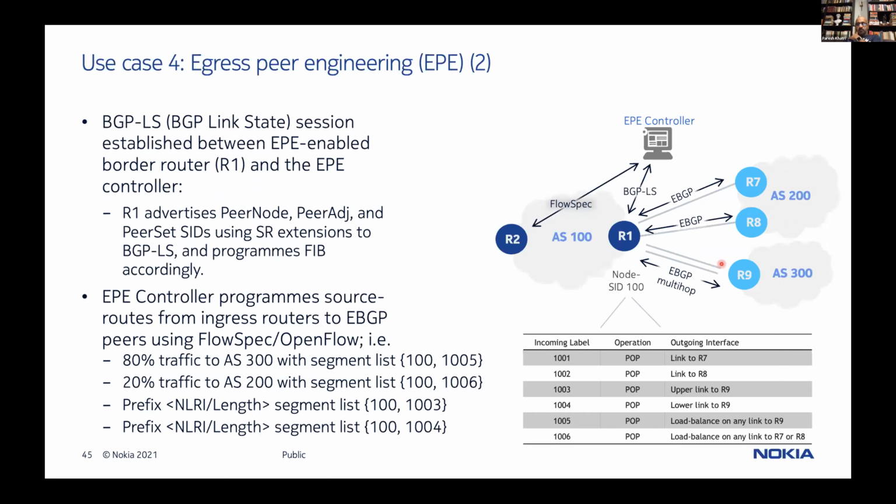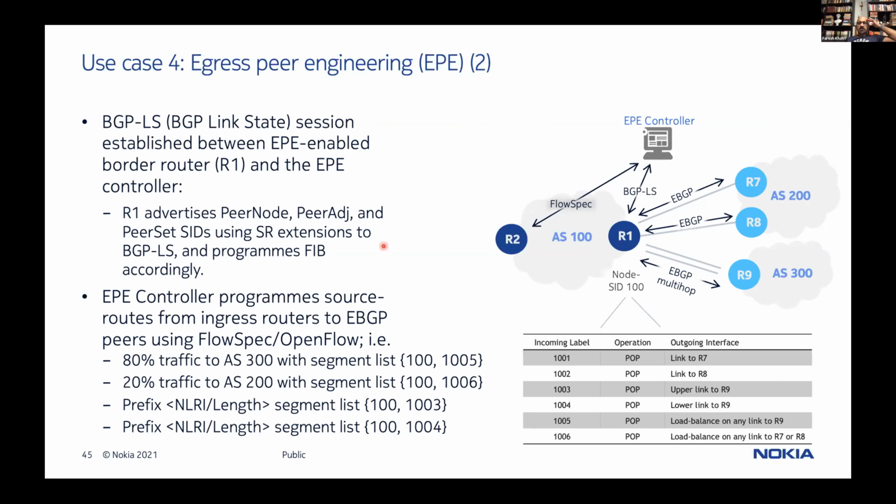Okay, so here's what we want to do now. The router allocates these SIDs. What it then does is advertise the SIDs using BGP-LS to the EPE controller. There are some segment routing extensions for BGP-LS that allow us to do that. And this controller then has the ability to configure other routers in the network. So how can we actually use this? The question is, what can we do with this?